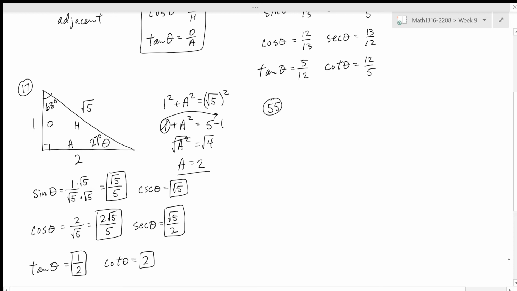Number 55. It says find the angle of elevation of the sun. At 10 a.m. on April the 26th, 2019, a building 300 feet high cast a shadow 50 feet long.